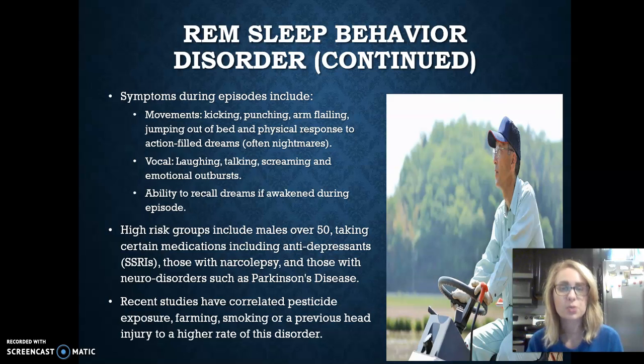Symptoms during episodes include movements, kicking, punching, arm flailing, jumping out of the bed, and physical response to action-filled dreams, often nightmares. Vocal: laughing, talking, screaming, and emotional outbursts. Ability to recall dreams if awakened during episode. High-risk groups include males over 50 taking certain medications, including antidepressants, those with narcolepsy, and those with neurodisorders such as Parkinson's disease. Recent studies have correlated pesticide exposure, farming, smoking, or previous head injury to a higher rate of this disorder.